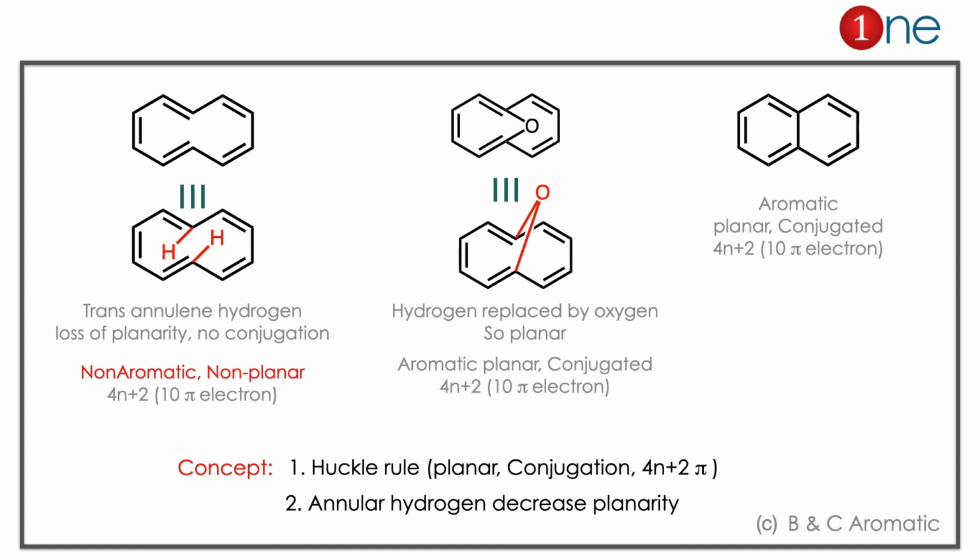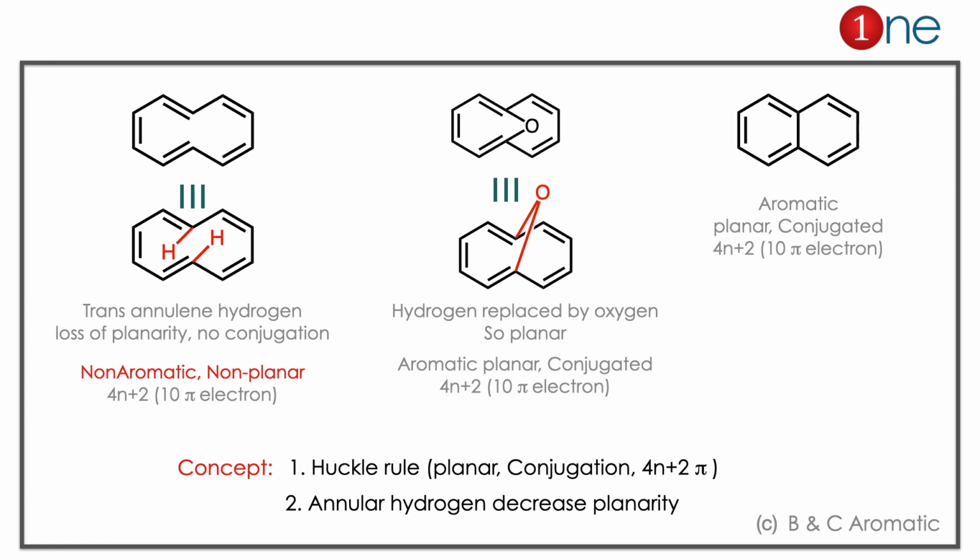Let us draw all 3 compounds. The first compound, if you redraw it with the bridge, you have steric hydrogens. Because all are cis in fashion, the hydrogens are in the middle. What really happens is the ring has to be twisted to accommodate them. So there is loss of planarity and loss of conjugation. So even though it is conjugated, it is not planar. So it is not aromatic.